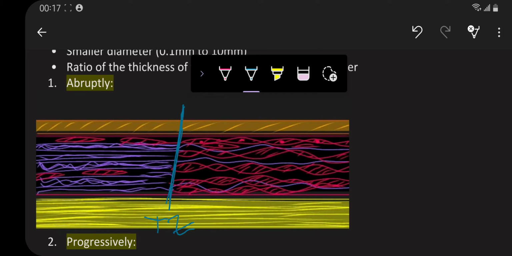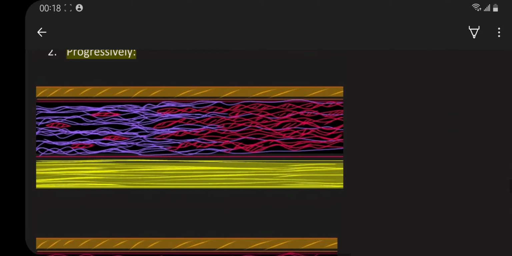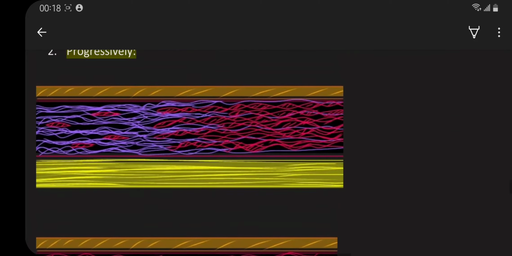So here in purple we have the elastic sheets, and in pink we have the smooth muscle cells, and we find this kind of transition in the celiac trunk. Okay. Or it can happen progressively, and it can happen in two ways.